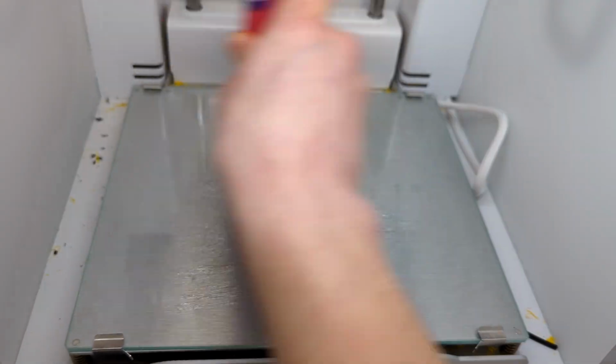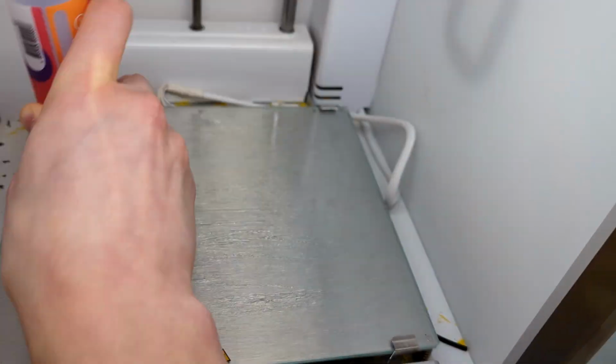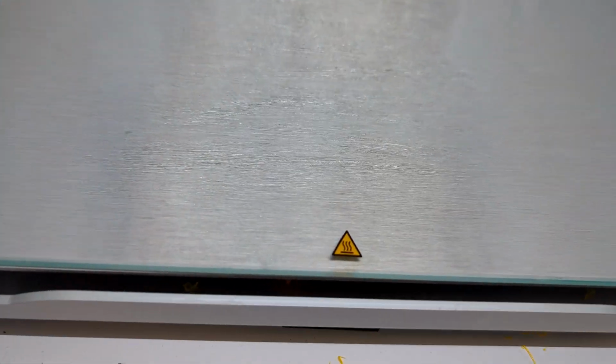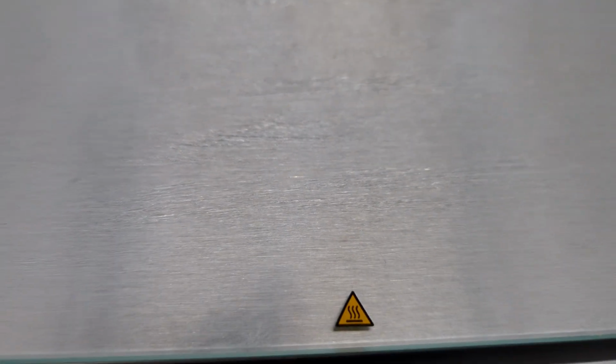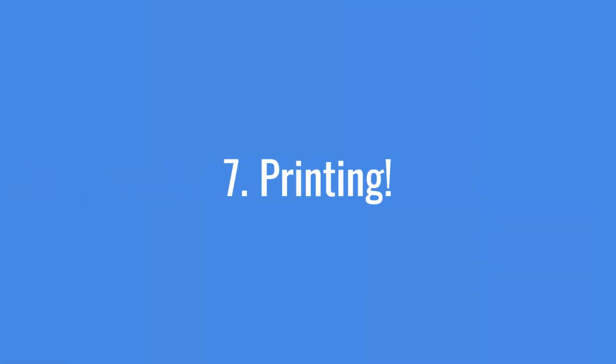So just do that and then make sure that there's no big globs like there. That's sort of a lot of glue in one spot. So I'm just gonna go over that a little bit more, and now we can see it's a bit smoother. And there you have it. Now you're ready to start your print.